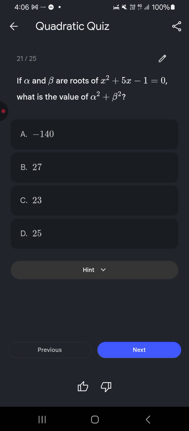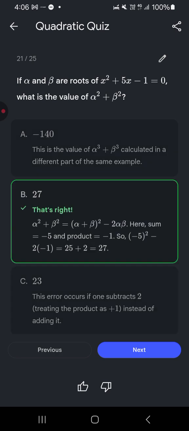If alpha and beta are roots of x square plus 5x minus 1 is equal to 0, what is the value of alpha square plus beta square? Option B.